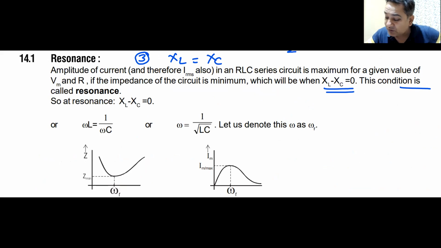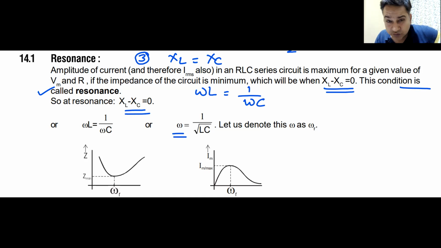This condition is known as resonance. You might have heard about resonance. At resonance, XL is equal to XC. When XL becomes equal to XC, omega L becomes equal to 1 by omega C. 1 by omega C is XC. From here, you can find out the value of omega.